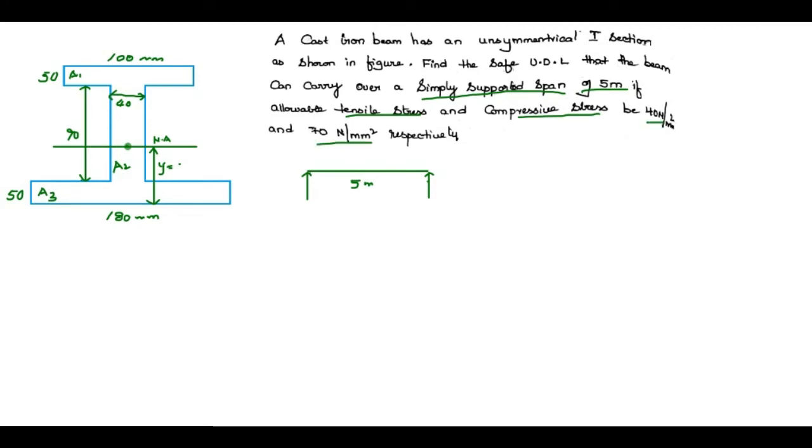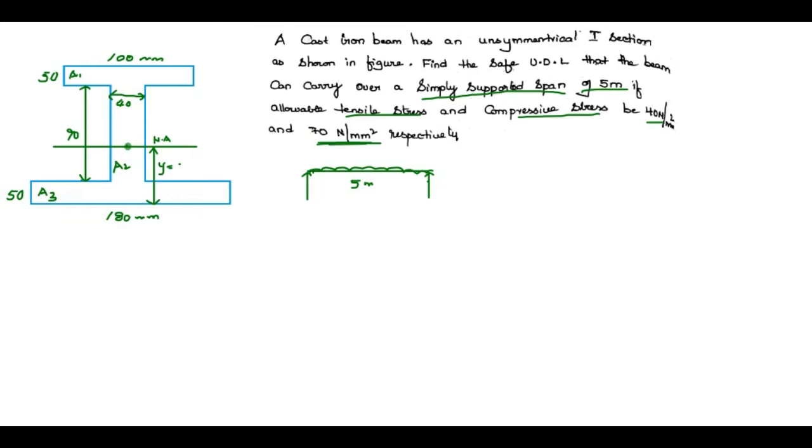in this material. Therefore, when the member is going to bend due to the UDL acting over it, the maximum tensile stress should not exceed 40 and the maximum compressive stress should not exceed 70 Newton per mm square. So on which side will the tensile stress and compressive stress be?